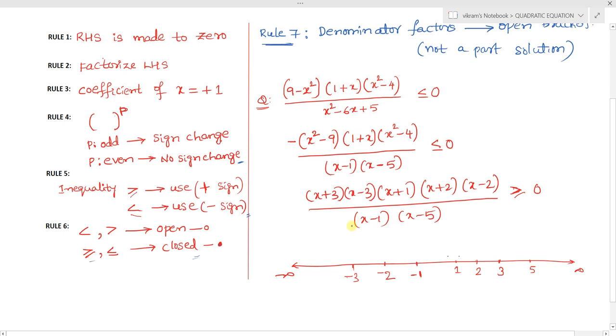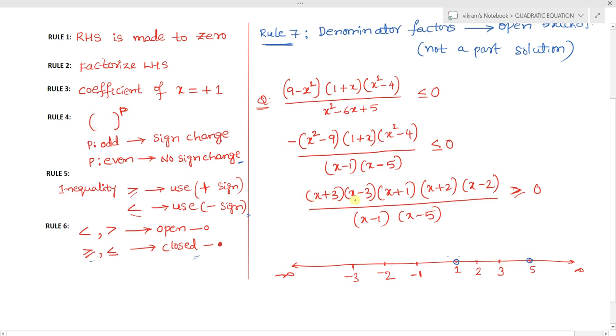Now, what are the denominator factors? x = 1 and x = 5 are not included in the solution. That means x = 1 is not in our solution, so it is represented with a small open circle, and x = 5 is also represented with an open circle.